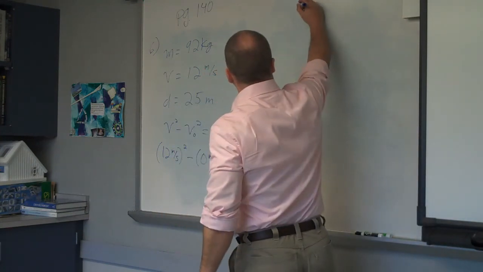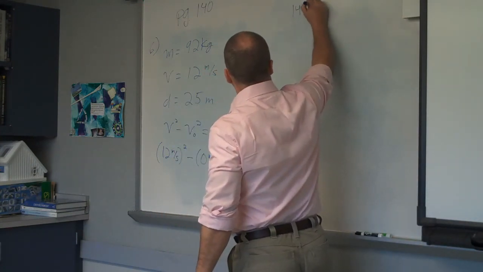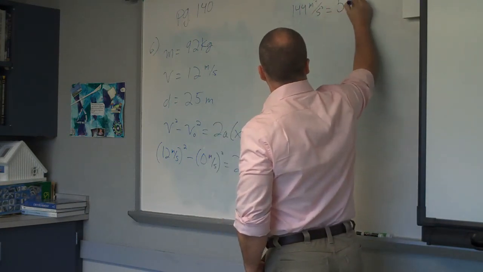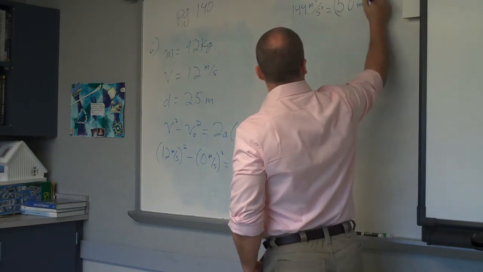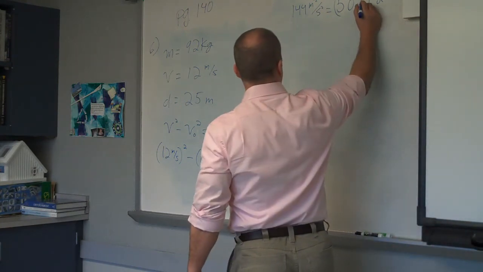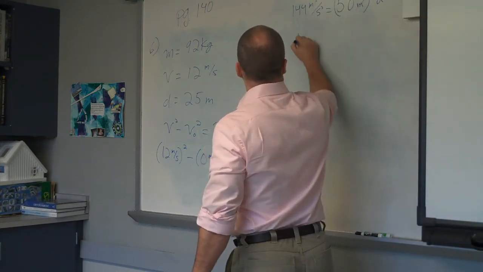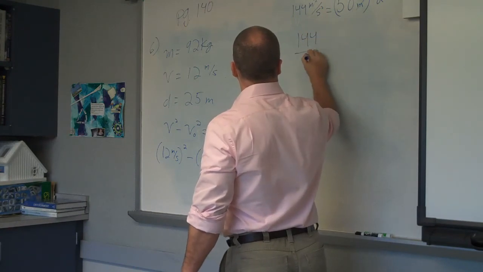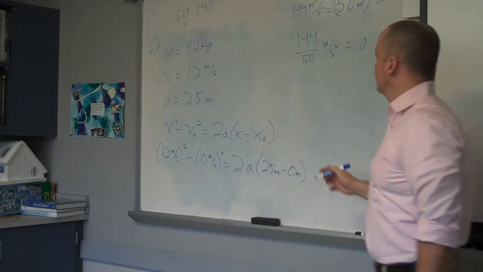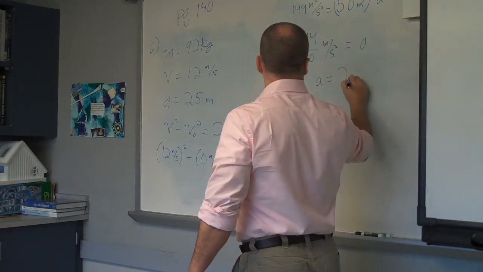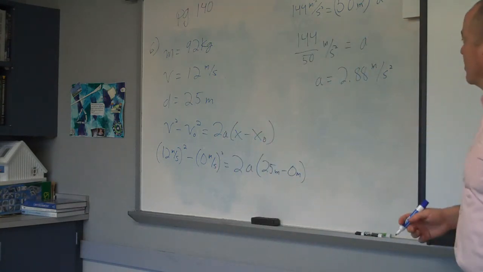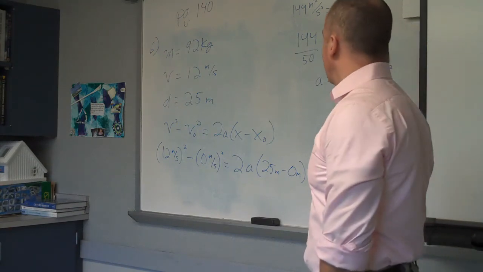It's all there. So we have 144 meters squared over seconds squared is going to wind up equaling 50 meters times the acceleration. The units will work out because we can divide by meters on both sides, and we're going to get 144 over 50 meters per second squared is the acceleration. 2.88? What's the significant digits? It's 2, but we can wait till the end. So the acceleration is 2.88 meters per second squared.